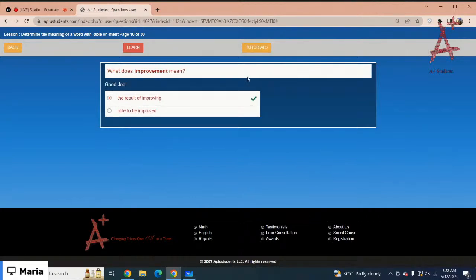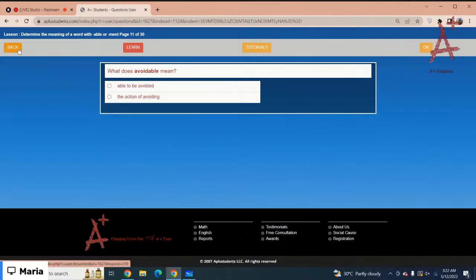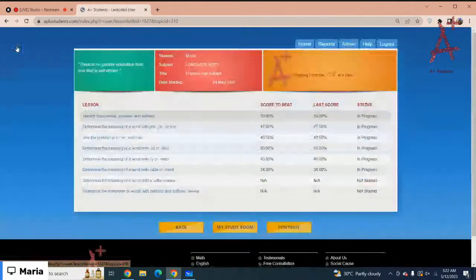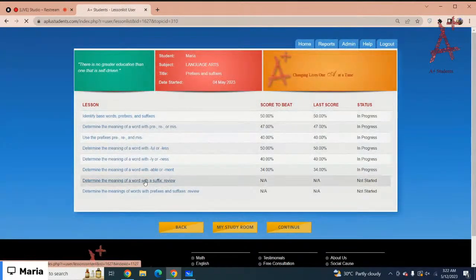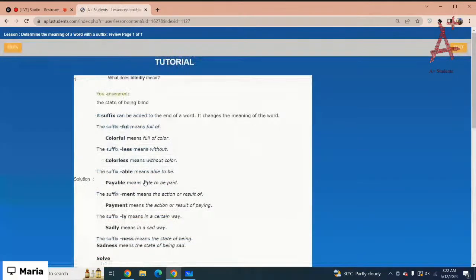Okay, you can complete the test by yourself later today. Let me just move on to next lesson. The next lesson is determine the meaning of a word with a suffix review. Okay, that is a review. Got it? You need to know all the meanings we just learned. Now we're going to do the practice of all the words.